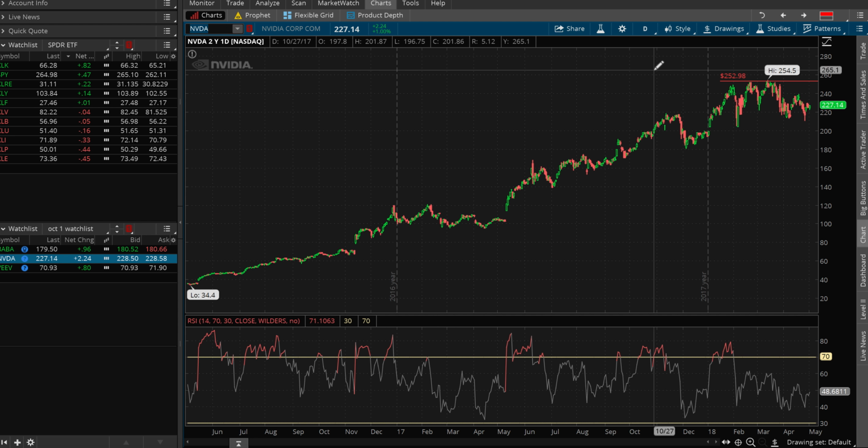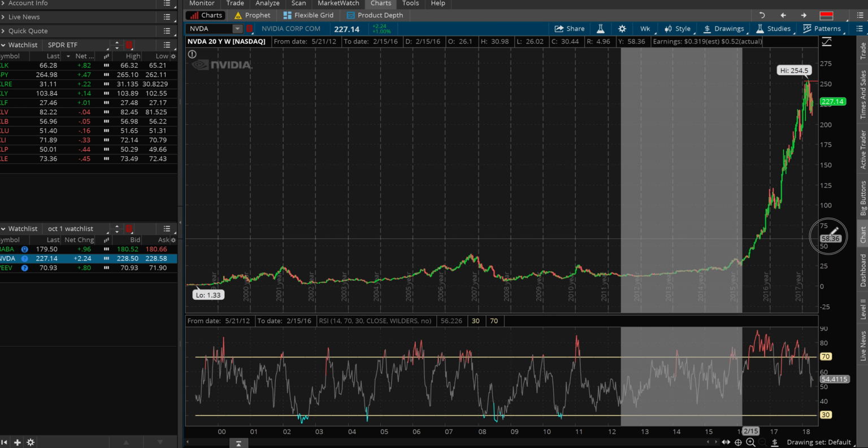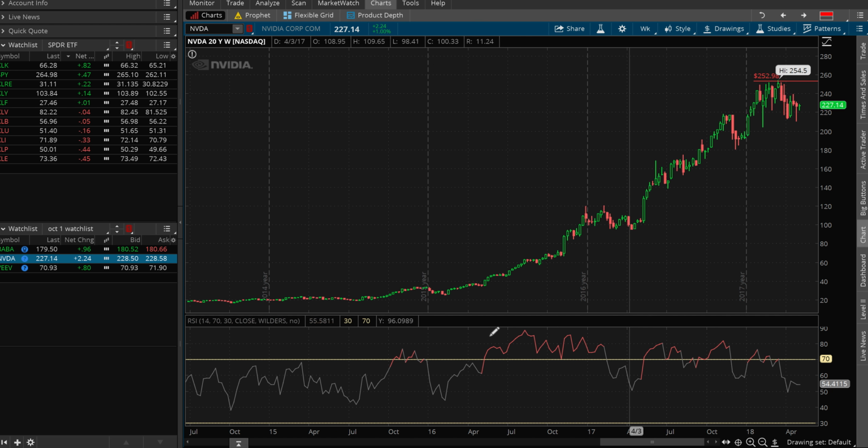So let's look at some other stocks which have been hot lately. Something like Nvidia, right? Once again, we go on the weekly time frame. Here's what we look at. The RSI has been over 70 for Nvidia since 2016, right? Once it went over this RSI 70, which means there's a lot of strength in the name, what you're trying to do is find long positions going forward.